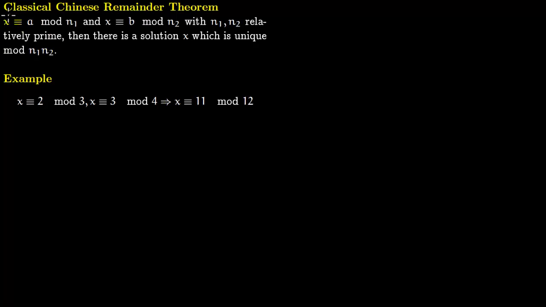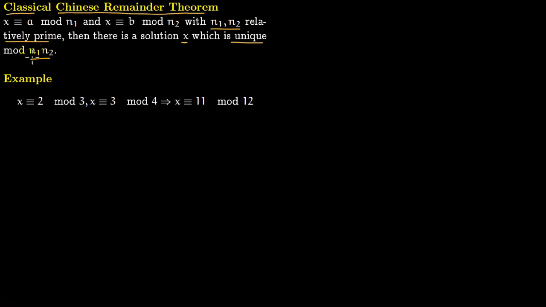So here we talk about the classical Chinese remainder theorem. This theorem is used in number theory. Say we have a problem like this: x is equivalent to a modulo n1 and x is also equivalent to b modulo n2, where n1 and n2 are relatively prime to each other. Then there is a solution x which is unique modulo n1 n2.